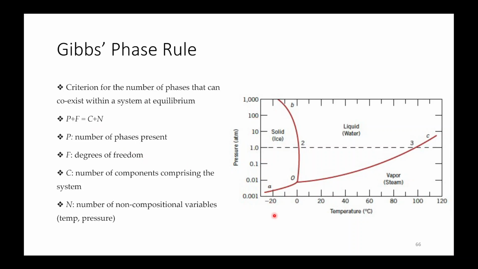In this case, this is the phase diagram for water, H2O. Here with varying temperature and pressure we can get different phases. So it will be either in liquid phase, solid phase or vapor phase.